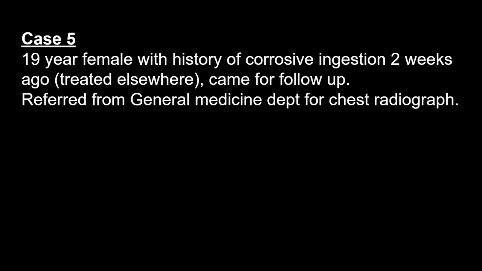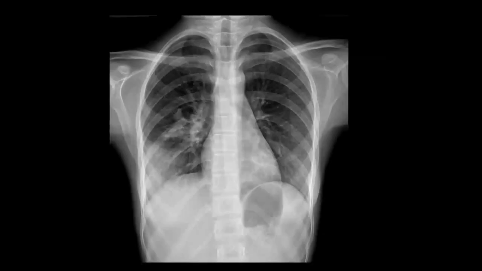Coming to case 5, a 19-year-old female with history of corrosive ingestion 2 weeks ago, treated elsewhere, came for follow-up. Referred from the general medicine department for chest radiograph. Frontal radiograph of chest shows no rotation, major airways are normal, inhomogeneous opacity in right lower lung field and right perihilar region. Left hilum is normal.